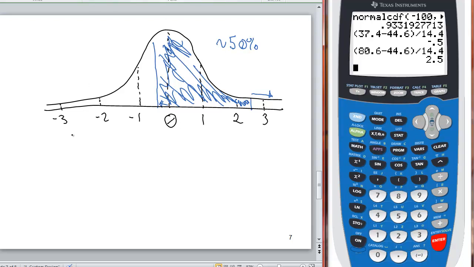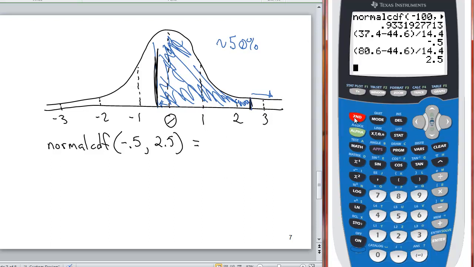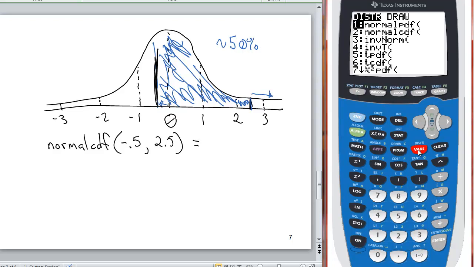Now, I am going to use my normal CDF function. I'm going to go from negative 0.5, that's the left-hand side, to 2.5. That's my right-hand side over here, and this is going to give me the area in between. So I go second, vars, 2. And it's negative 0.5, enter. The upper is 2.5, enter.